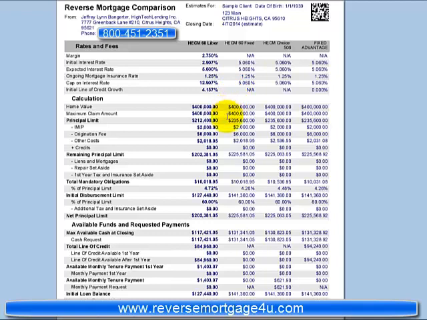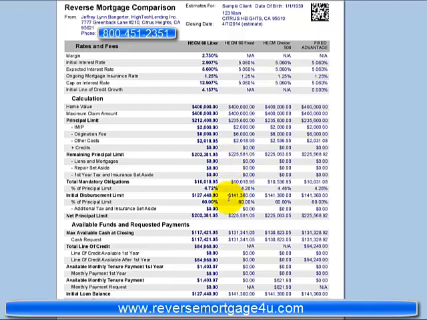Home value 400. So the max claim again is 400. Principal limit 235. Now it's a little more because of the interest rate here, 5.06 versus 5.6. So there's a little bit more money available, 235.6. Same initial mortgage insurance premium, origination fees, and other costs. So 225,581 is the remaining principal limit. Again, we'd have to pay off your loan or set money aside if that were the case. Total mandatory obligations, again, the same, 10,118. That's 4.26% of the 225,000.